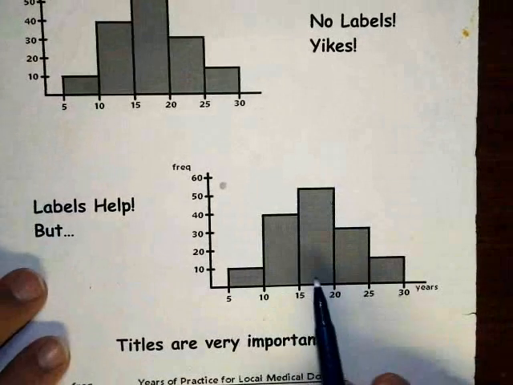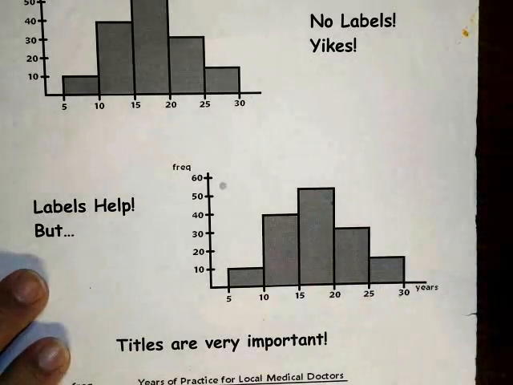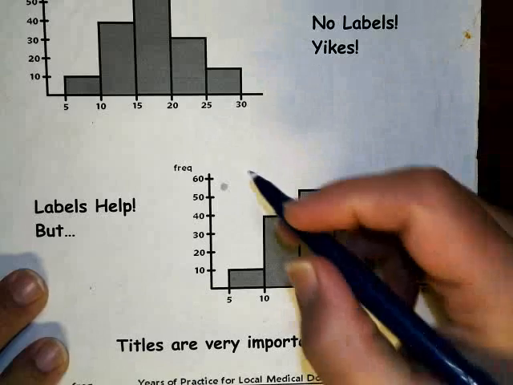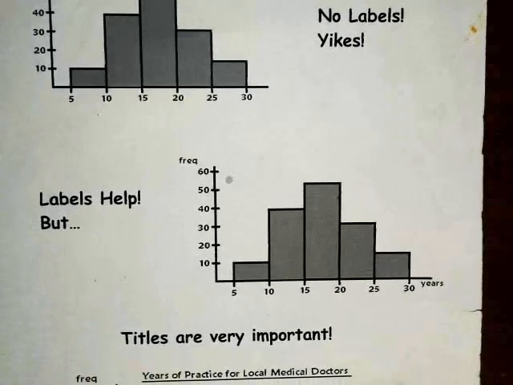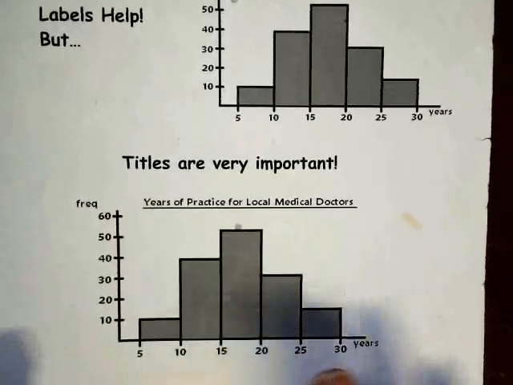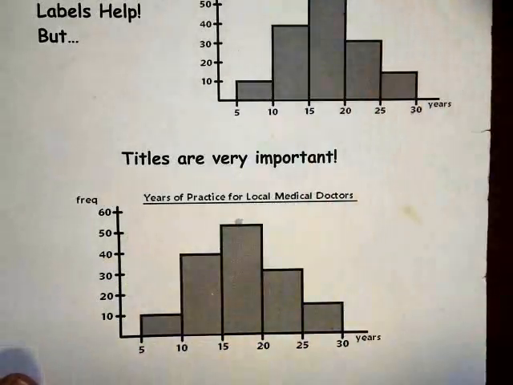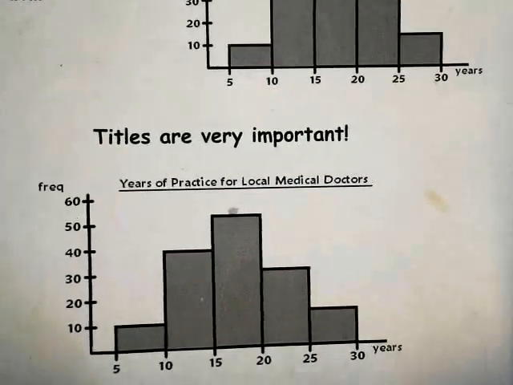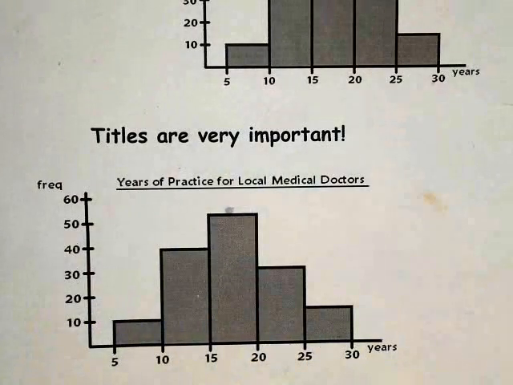So what is this lacking? And the answer is it's lacking a title. You actually need a title on there that tells the person what the histogram is all about. And so titles are very, very important. So now with the title here, this is years of practice for local medical doctors.